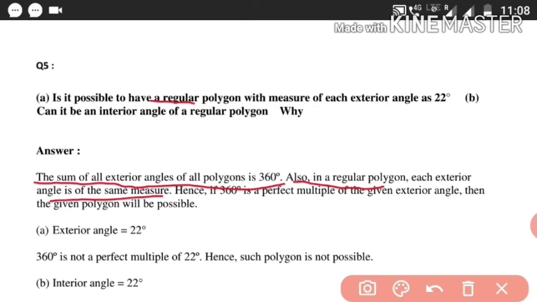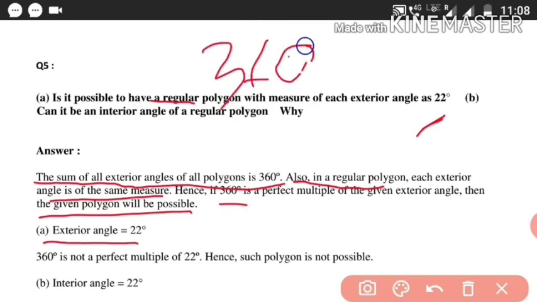Hence, 360 must be a perfect multiple of the given exterior angle. What does perfect multiple mean? If 360 divided by 22 is exactly divisible, we have to check that. Then the given polygon will be possible. So here the given exterior angle is how much? 22 degrees.